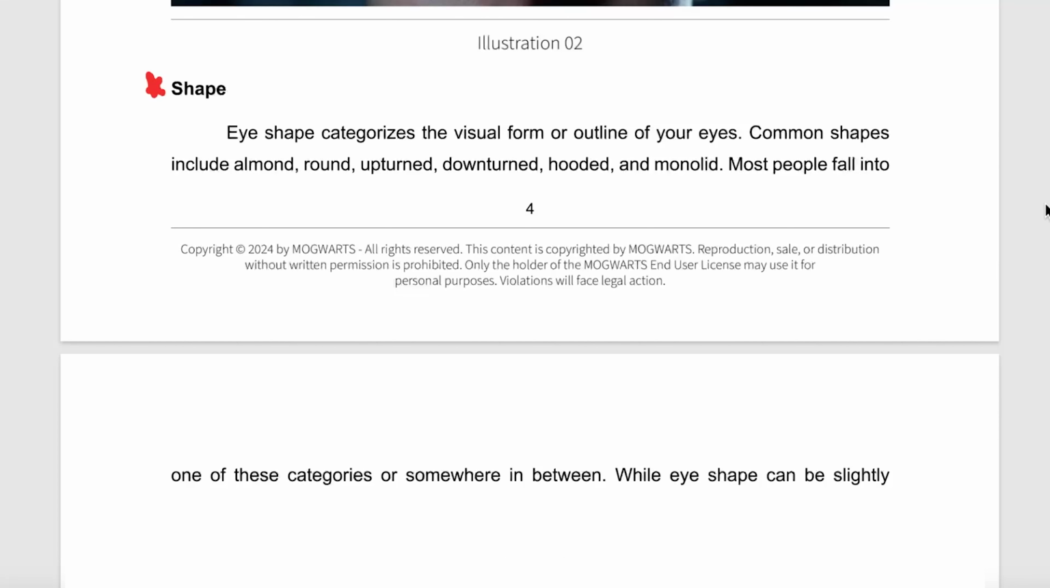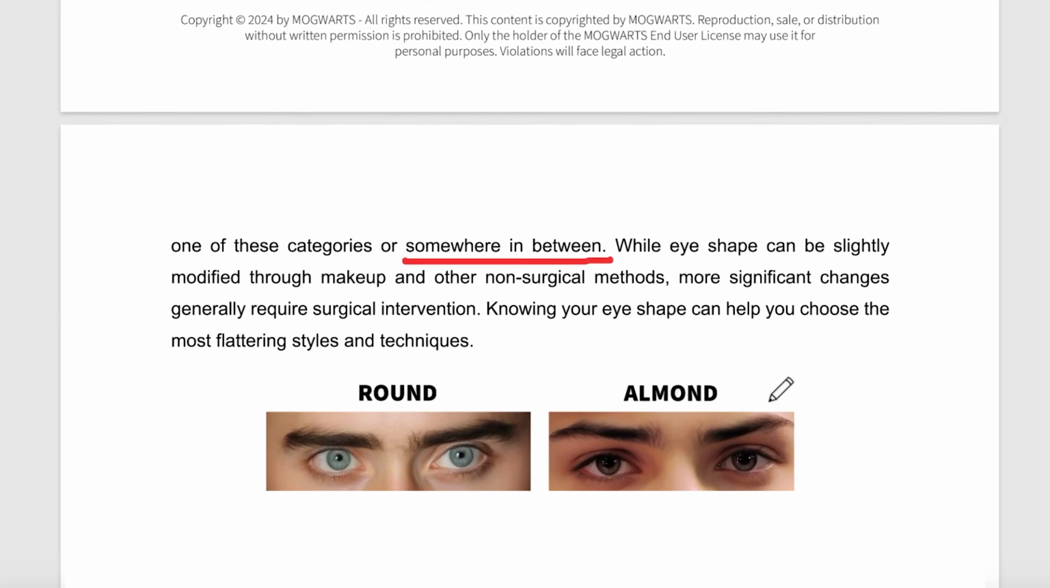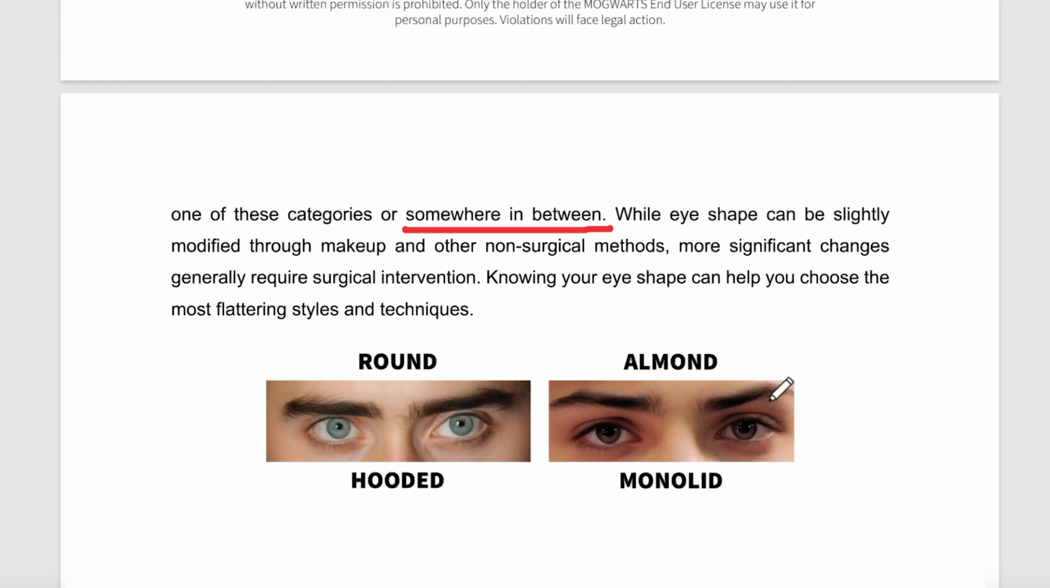Common shapes include almond, round, upturned, downturned, hooded, and monolid. These are the different types of eye shapes, which we'll be covering. Most people fall into one of these categories or somewhere in between, so it can be a mix. While eye shape can be slightly modified through makeup and non-surgical methods, more significant changes are going to require surgical intervention. Right, this is a genetic thing right here.